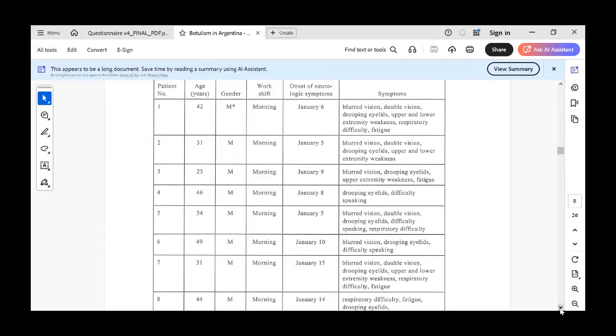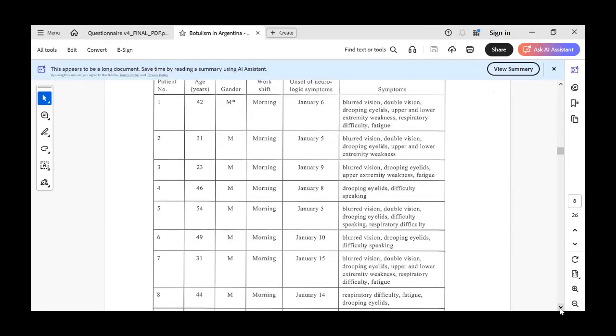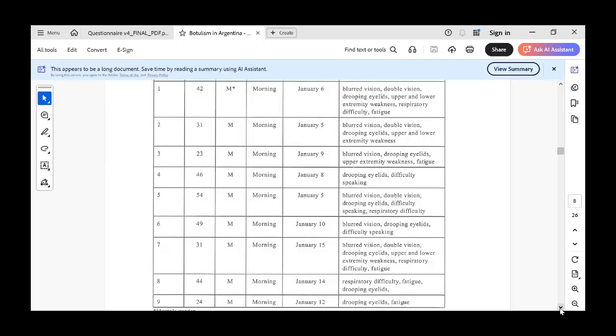All right, who wants to summarize? Or tell me one line about the data, one line of the summary. So there were 9 suspected cases. The age range was between 23 years old to 54 years old. They were all males. They all worked the morning shift. The first set of neurological symptoms was from as early as January 5th to as late as January 15th.